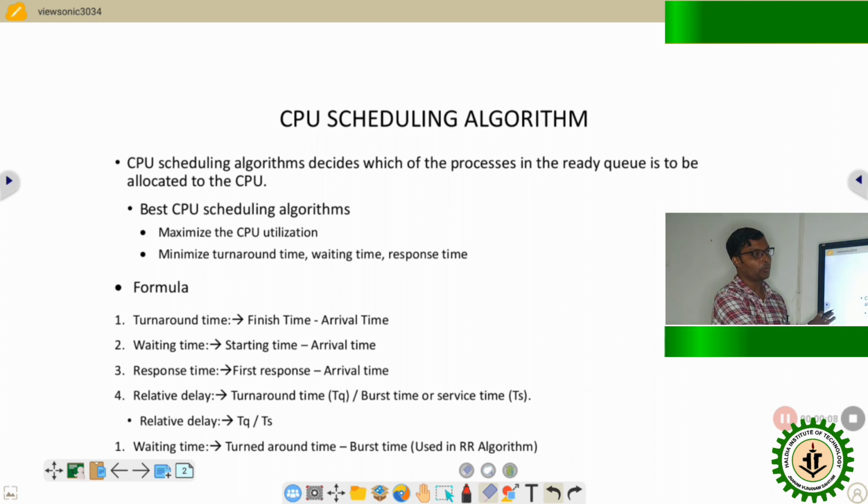Today I'm giving a lecture on CPU scheduling algorithms. So I'll try to cover most of the algorithms.